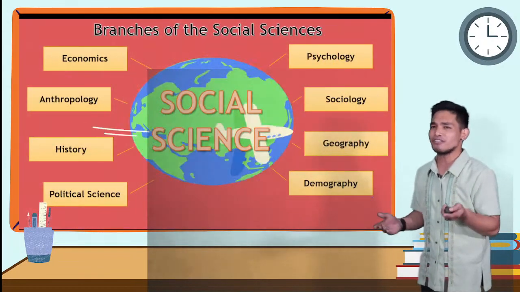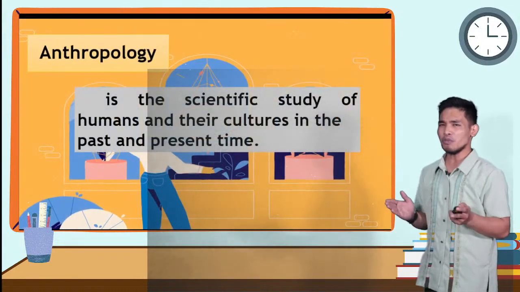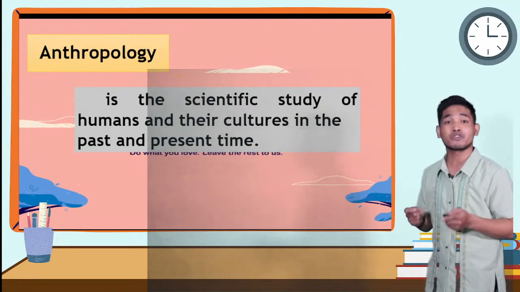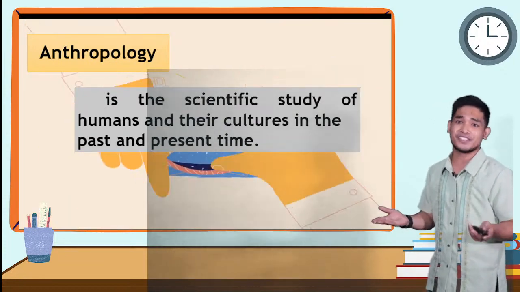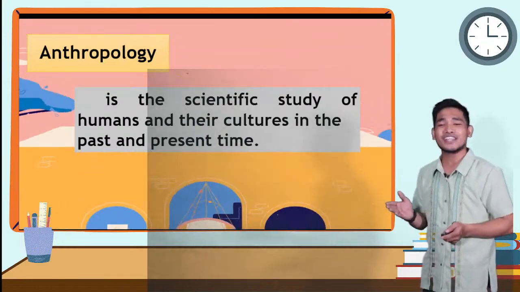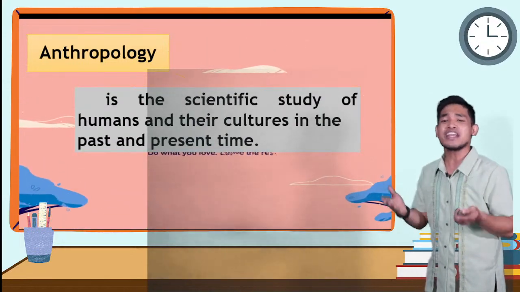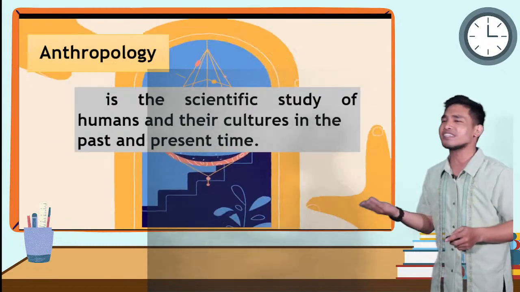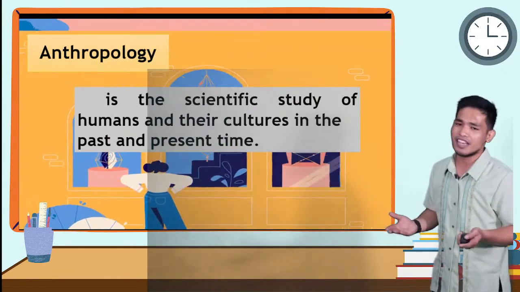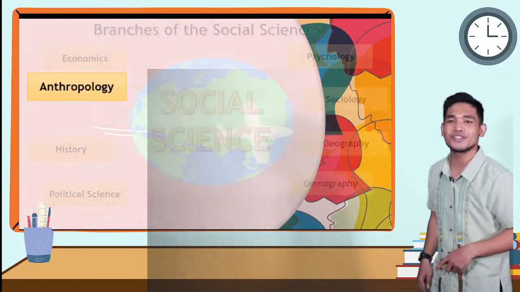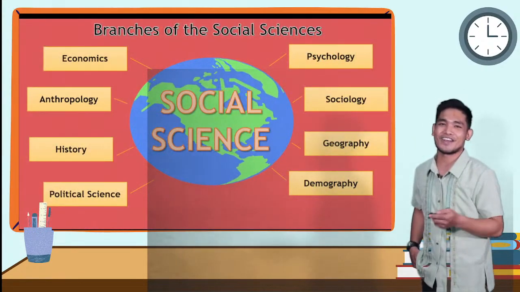So what about anthropology? Anthropology is the scientific study of humans and their cultures in the past and present time. This is also part of social science, the study of human beings and their ancestors through time and space, and also the relationship to physical character, environmental and social relationship, and culture. Okay? Let's proceed to history. All right.